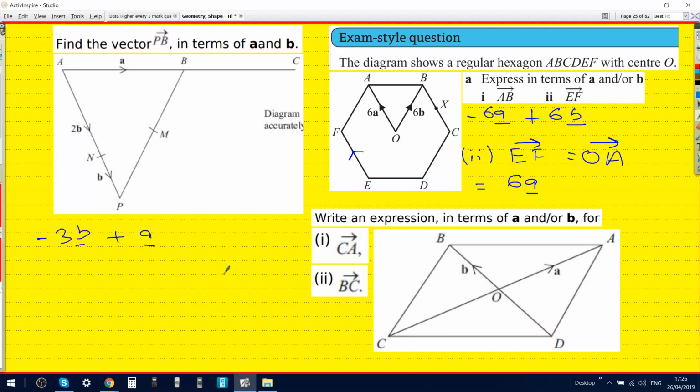CA is just A, isn't it? C to A is, oh no, C to A is minus B plus A. That's B to A. C to A. Is that just... And O is the center. It's the midpoint. Is that 2A? Yeah. And B to C is minus B minus A. Well done.